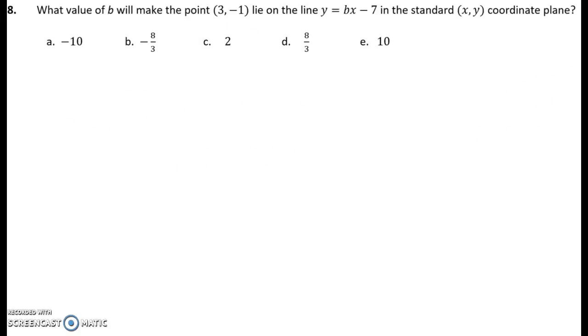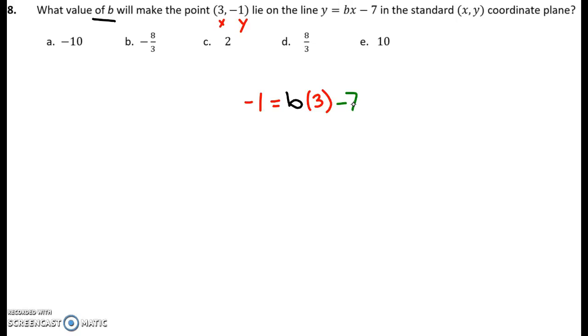Problem number 8 says what value of b will make the point (3, -1) lie on the line y equals bx minus 7 in the standard coordinate plane. The reason they give you a point here is because it contains an x and a y value. So if I substitute that in, I know that y is equal to -1. So this becomes -1 equals b, which is what you're trying to find, so I'll leave b in the equation. I know that x is equal to 3.